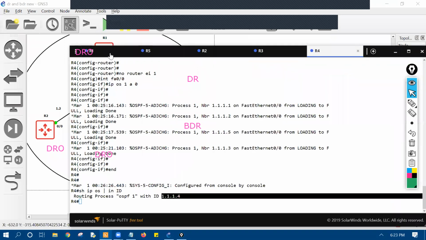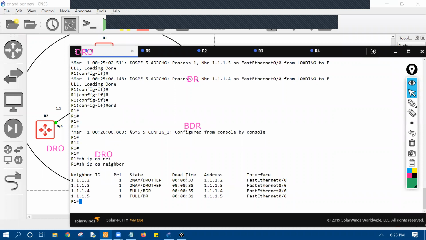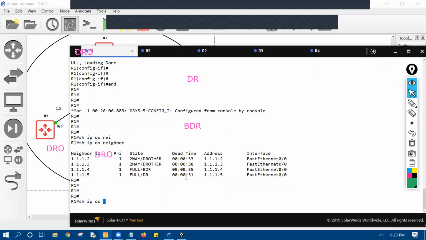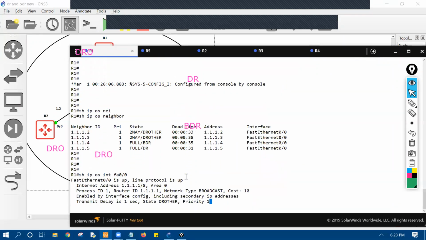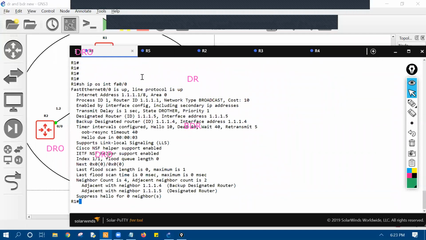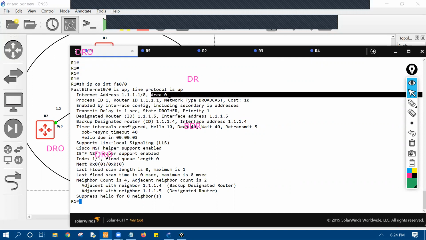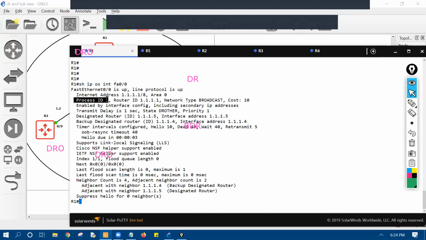So if you go on R1 right now and see one thing, show ip ospf interface 0/0. This is my address 101. This FastEthernet 0/0 is up, line protocol is up, and the internet address is 101.1.1.8. This interface belongs to area number 0. The process ID I'm using right now is 1, which is a 16-bit number, so you can take any number. The router ID of this router is 101.